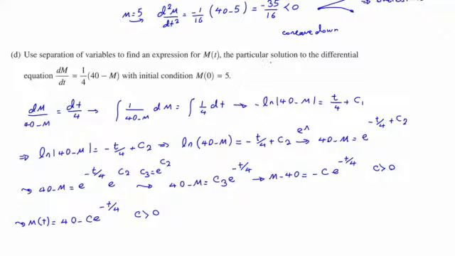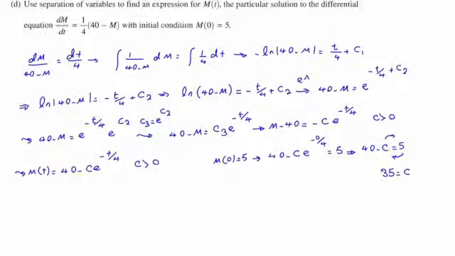It says the particular solution to the differential equation with initial condition m of 0 equal to 5. So let's consider m of 0 equal to 5. Then we know 40 minus c e to the power of negative 0 over 4 equals 5. So 40 minus c, since e to the 0 is 1, equals 5. Taking c to the right side and 5 to the left side, 35 equals c.